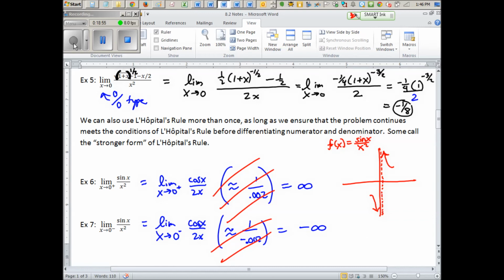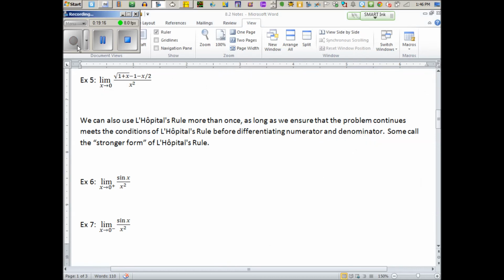Okay? So that's kind of what it looks like on either side of the function. I know there's an asymptote at 0 because I got infinite values when I did a one-sided limit. Even if only one side had come out to be infinity or negative infinity, I would have concluded that there's a vertical asymptote at 0. Okay? All right, let's go to the next problem.